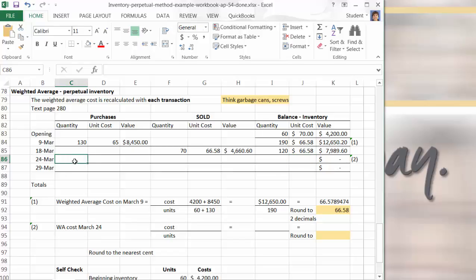Continuing on the 24th of March, we purchased 40 units at $80. Total value of $3,200. So we need to recalculate the average cost again. So we will take down below, this is our cost calculation number 2. The costs we have are the $7,989.60 from March 18th, plus the cost for the purchase we just made of $3,200. Units, we had 120, we bought 40, so we now have 160.